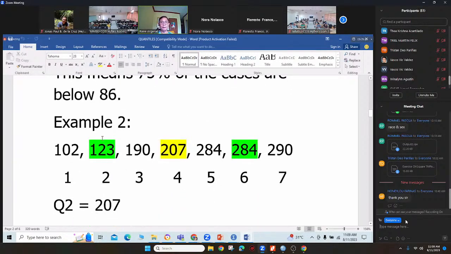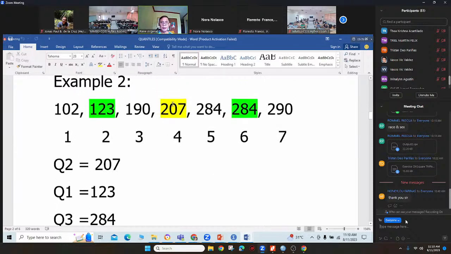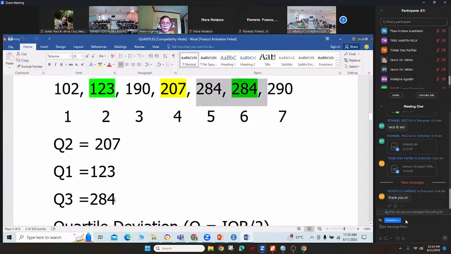You have another example. This time you have 7 observations. Again, it's always a must that you arrange the data from lowest to highest, and then you always compute first for the median. So the median here is 207. Then you remove the median and consider the lower half. The middle of that is 123, and the middle of the upper half is 284. So you have Q1, Q2, and Q3.